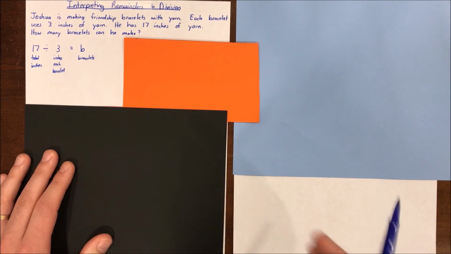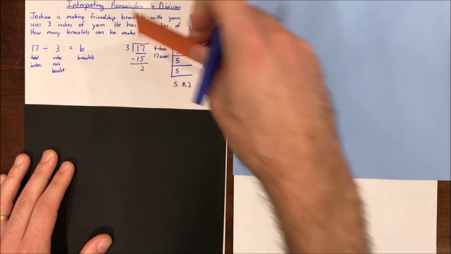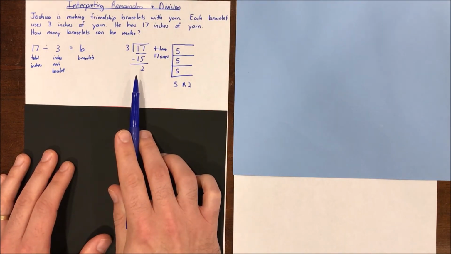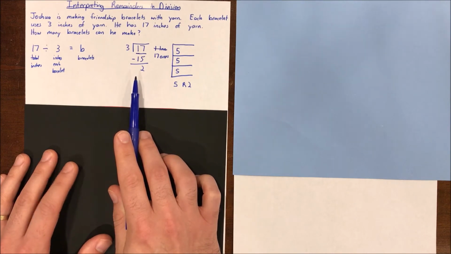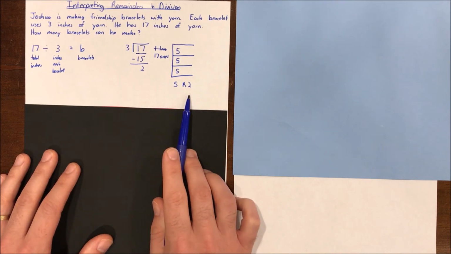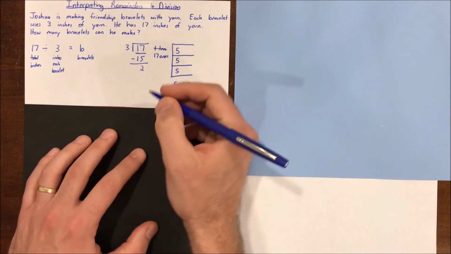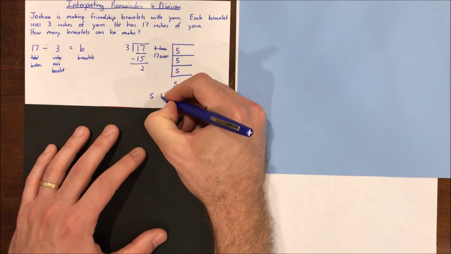So we know how to solve 17 divided by 3 from our work earlier in 3rd and 4th grade. Here's one way you might have done it with abstract sharing division. And we get 5 remainder 2. So how many bracelets can Josh make? Say it out loud. Yeah, he can make 5 bracelets.